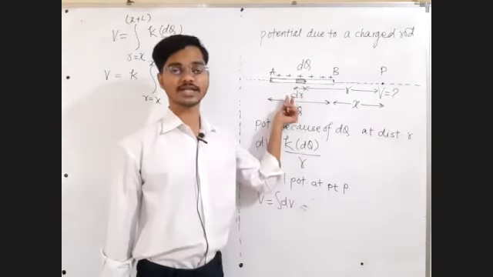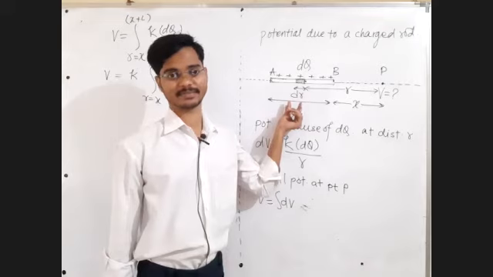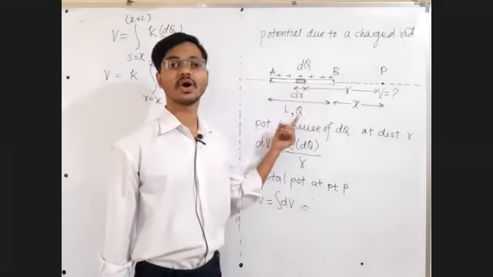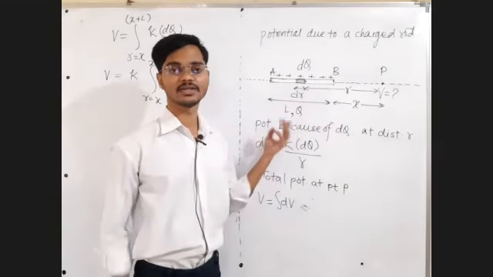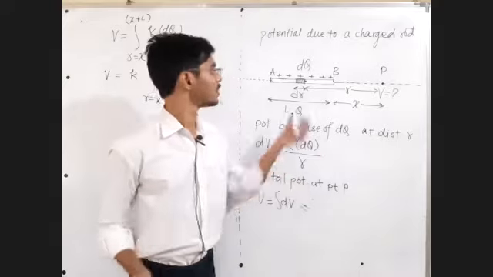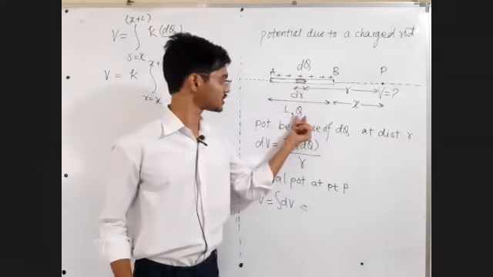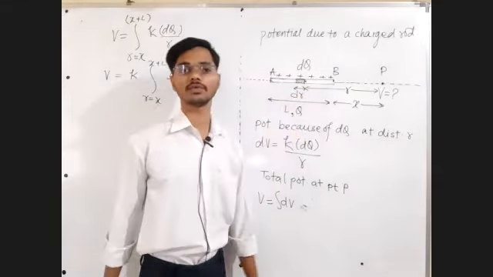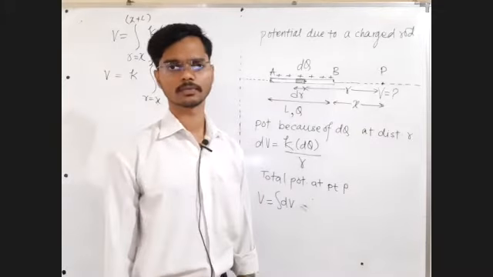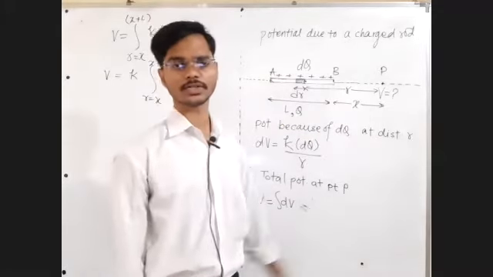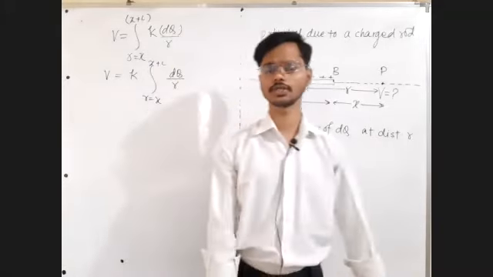dq is the charge on the length dr. Q is the charge on the length L. So what we have to do? We have dq charge on the length dr. We have total charge Q on the length L. What we have to do? The rod is uniformly charged. What is the concept?